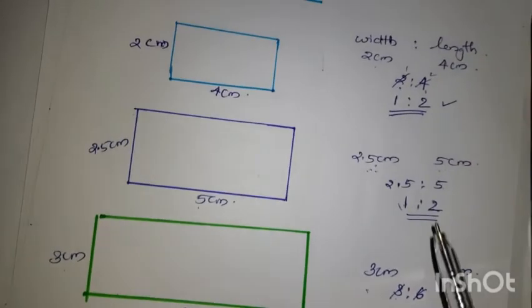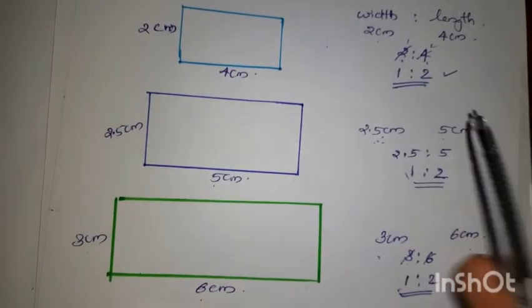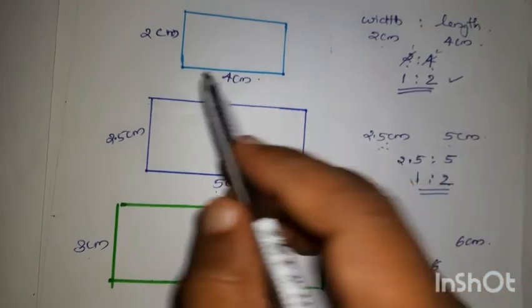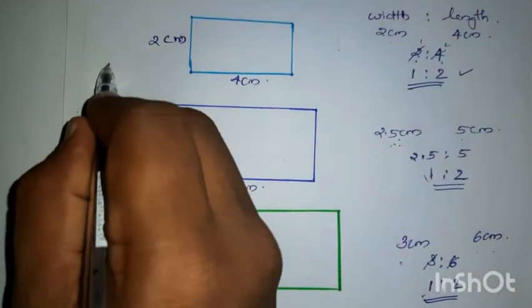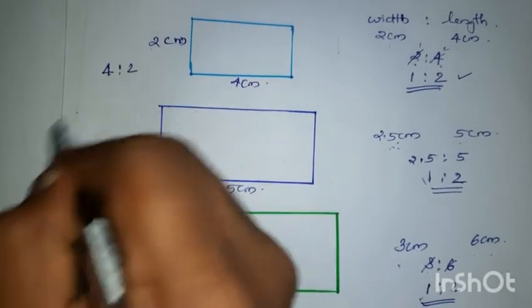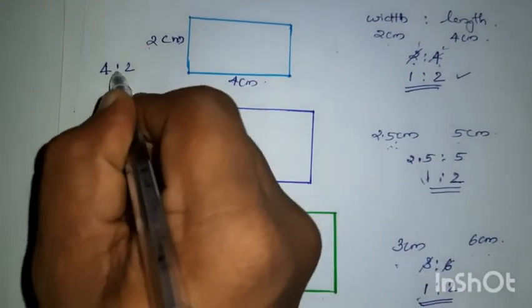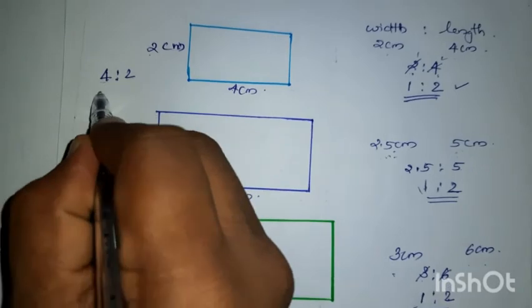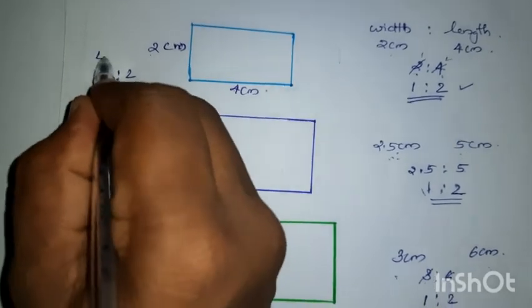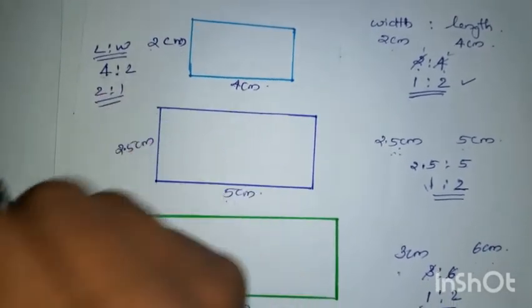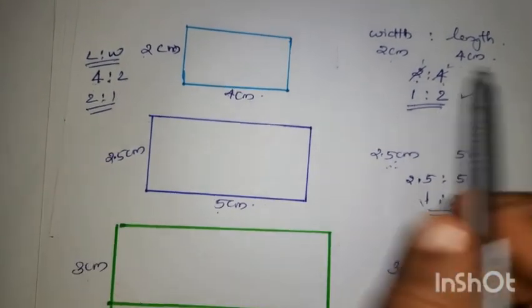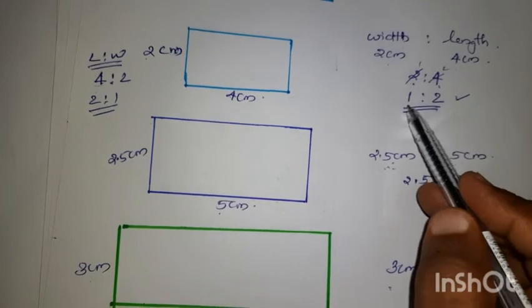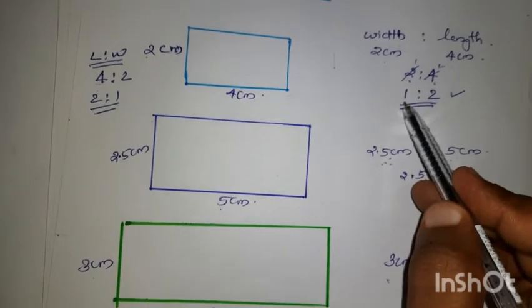If it is width and length, what about the reverse? Length and width, if they ask, how will you write this? Length is 4 and width is 2. The small fraction you should write down. Both you can divide by 2. 2:1 you can write. That is the length width ratio. If they ask for length width ratio, it should be written like this: 2:1. If they ask for width length ratio, it should be 1:2.